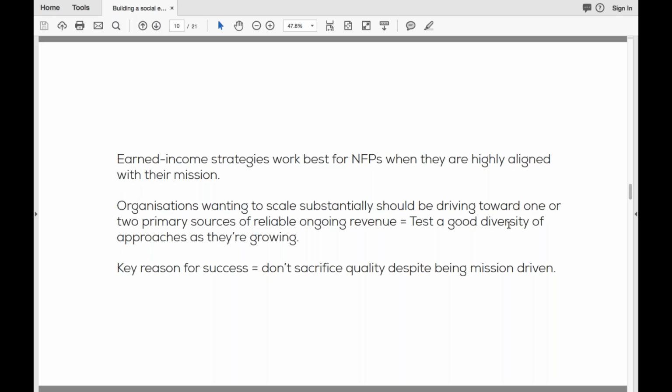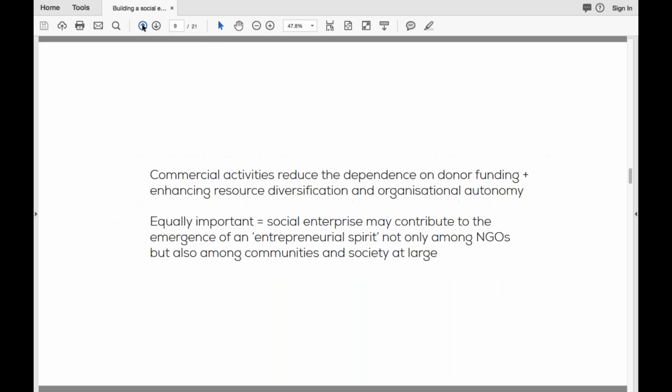Key reasons for success: don't sacrifice quality despite being mission driven. So that product, that service that you offer, just like any other product or service that customers are accustomed to using, it's got to be really high quality to ensure that they keep spending the money with you.